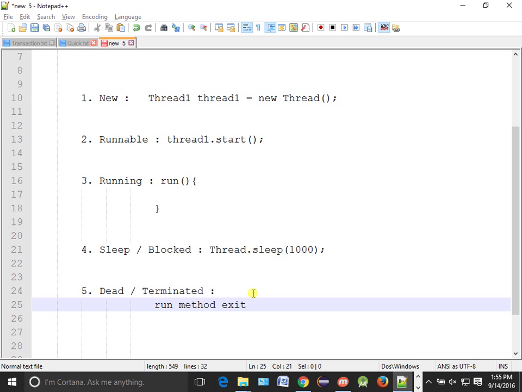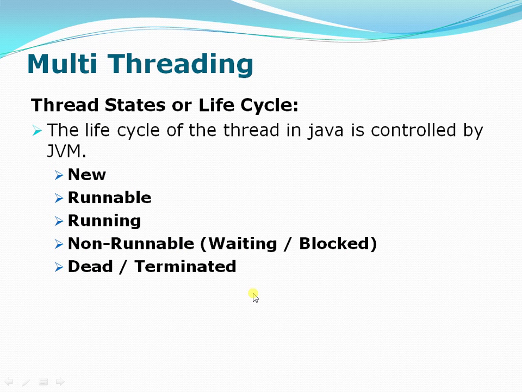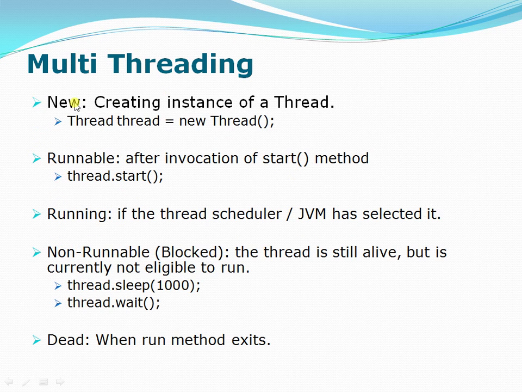Now let's try to understand. What are the thread states? New, runnable, running, non-runnable, which is when you block, and the last one, dead or terminated. These are the states of your thread. And the life cycle is controlled by whom? JVM. In Java, JVM is the one. So that's what I mentioned. New means a new thread. Runnable means start. Running means JVM has scheduled it, the run method is started. Non-runnable means sleep or wait. We will study that as we go through. And the dead one means the run method exited.